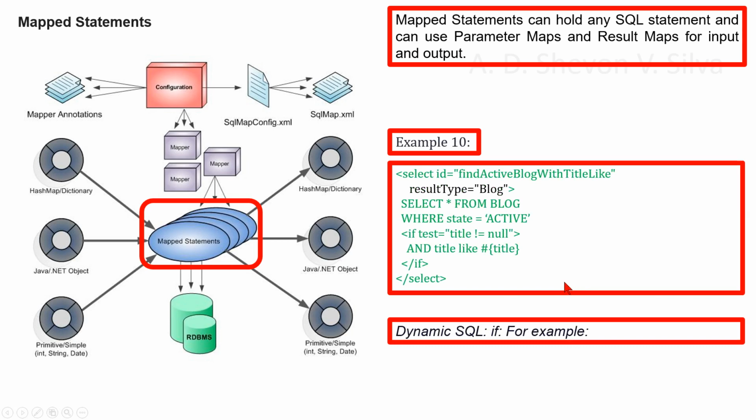Now we are considering dynamic SQL. The most common thing to do in dynamic SQL is conditionally include a part of a where clause. For example, here the statement would provide an optional text search type of functionality. If you passed in no title, then all active blogs would be returned.